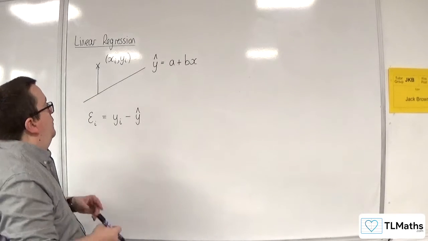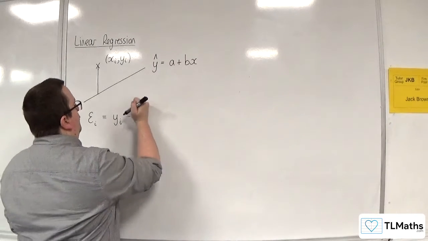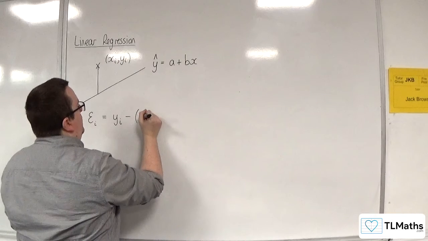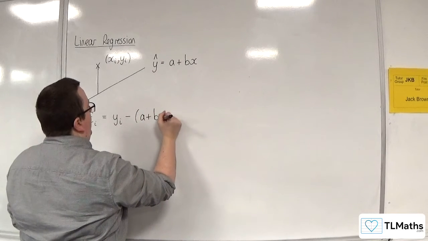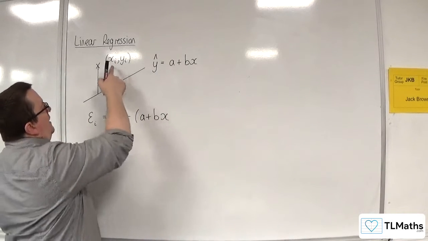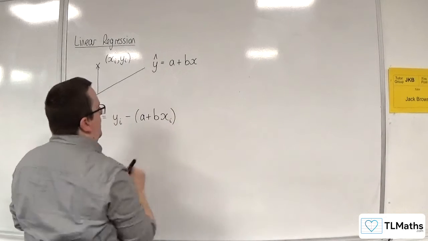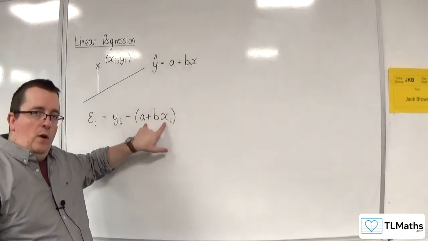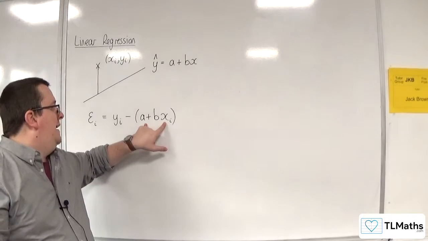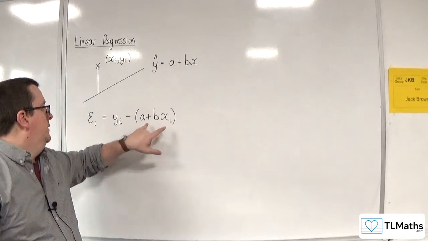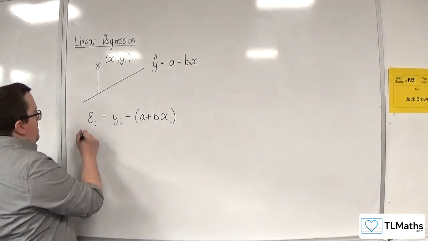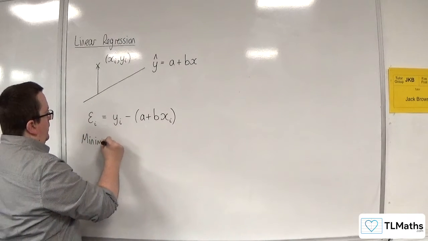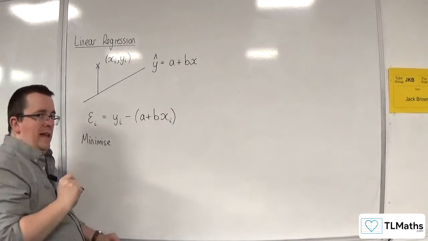Okay? So, first of all, let's remove the y hat, and I'm just going to replace it with a plus bx. Now, the x coordinate is xi, so I'm going to have that there. Okay? So, that is the predicted y value. A plus bxi. Now I want to minimize the sum of all of the epsilon squared.